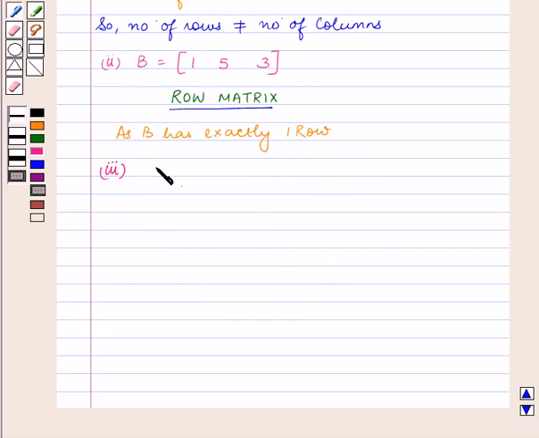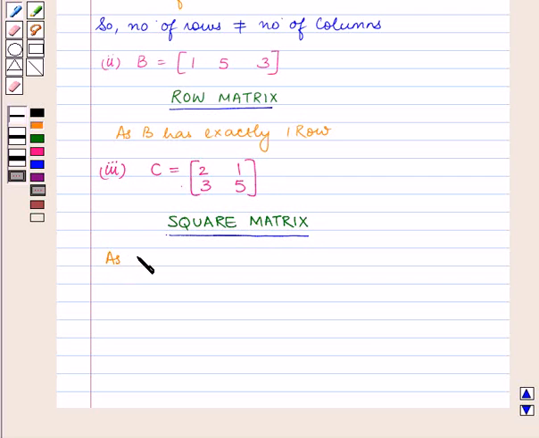The third part is C is equal to 2, 3, 1, 5, which is a square matrix as the number of rows is equal to the number of columns is equal to 2.